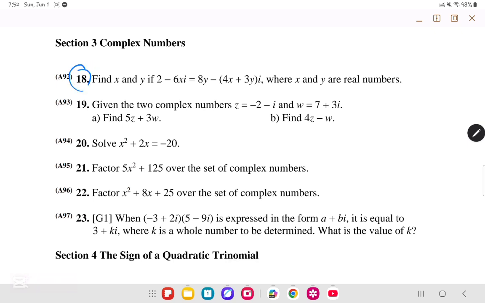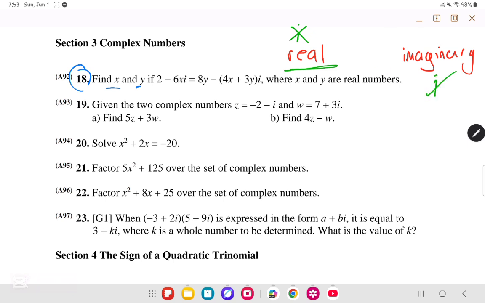Let's start with the first question, which is question number 18. Find x and y if 2 minus 6xi equals 8y minus 4x plus 3yi. So this looks like a complex equation. How will we be able to solve it? Very simply, you need to separate it into two parts: the real part and the imaginary or complex part. What does it mean, the real part? That means anything without i, whereas the imaginary part is anything with i, okay?